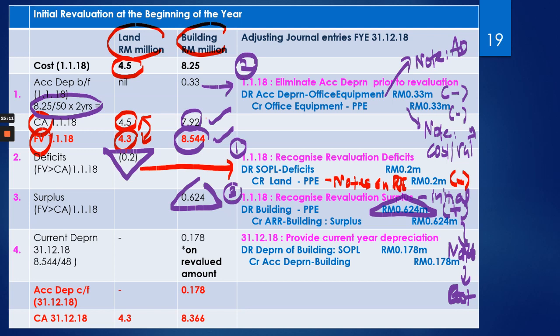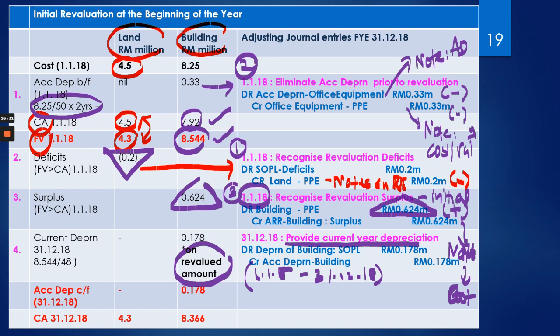Which cost? The building. And in the same year, because revaluation took place 1st of January 2018, you also need to provide current year depreciation, which is from 1st of January 18 up till 31st of December 18. For that 1 year, your depreciation will have to be charged based on the revalued amount, which is 8.544. And because now it has been after 2 years, remaining useful life will be 48. 48 is 50 minus 2. Okay, that's it. And that is what happened, right, for that first part.